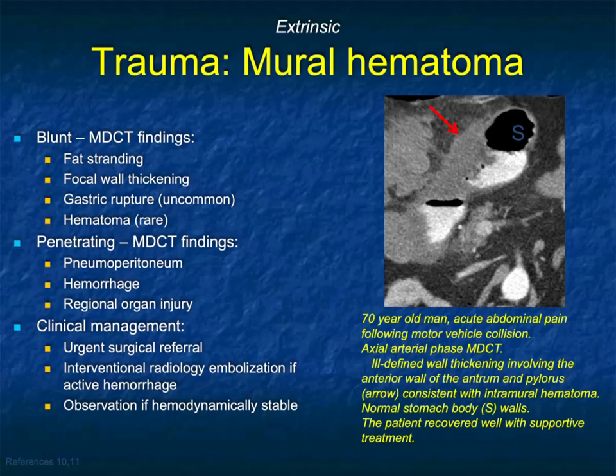We also talk about complications: pneumoperitoneum and hematoma in the abdominal wall are all possibilities. In terms of penetrating injuries, pneumoperitoneum, hemorrhage, and regional organ injury are all things we think about. And in terms of management, it really depends on how the patient's doing and what you find. Surgical consultation is ideal. Patients may need interventional radiology for embolization if you indeed see active hemorrhage. Most patients will be observed and monitored carefully, and they indeed will do well.